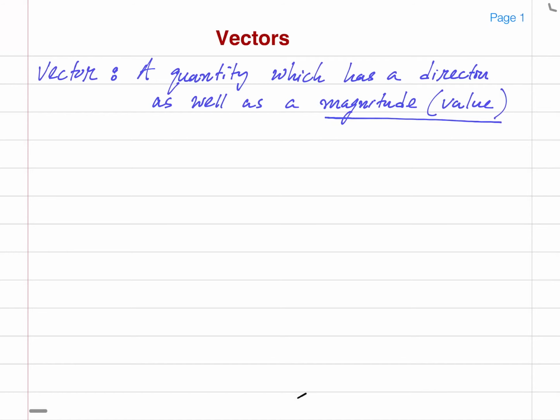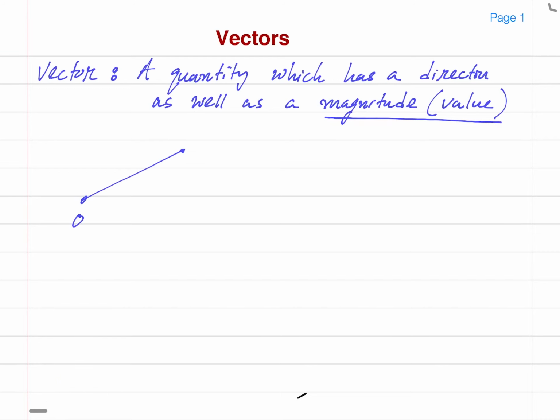To discuss the introductory part of the vectors. First of all, we will define what is a vector. A vector is a quantity which has a direction as well as a magnitude. Magnitude means a value. So now let's see how to draw a vector.